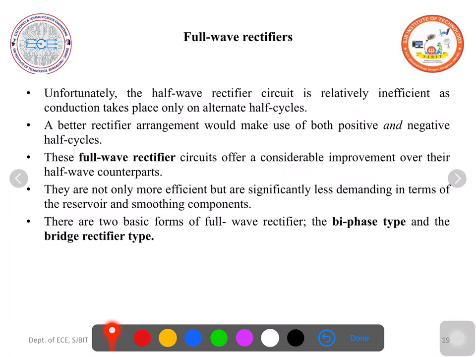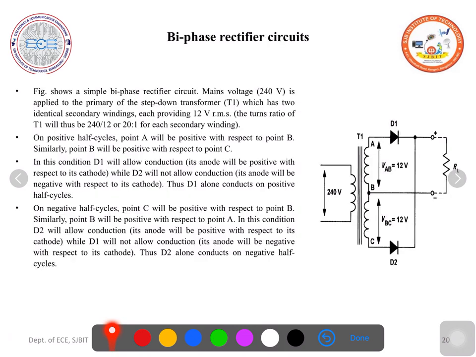So full wave rectifiers are very popular because of their efficiency. Full wave rectifiers rectify both the half cycles. There is a lot of improvement in full wave rectifiers over half wave circuits. Efficiency is more. There are two types of full wave rectifiers. One is biphase type and other one is bridge rectifier type. Out of these two, bridge rectifiers are very popular, very widely used.